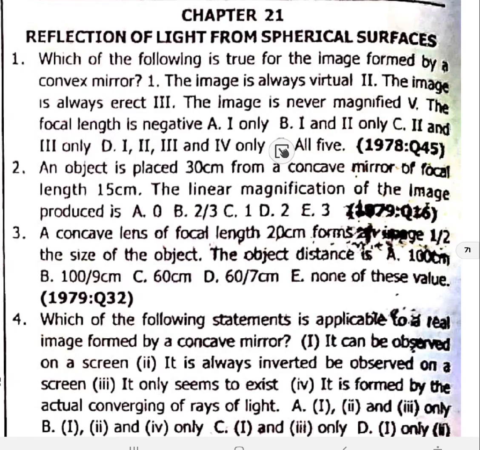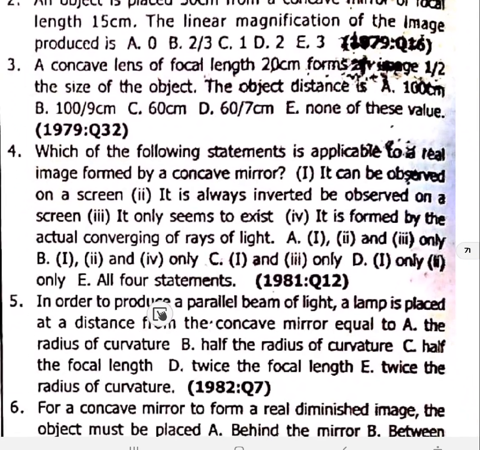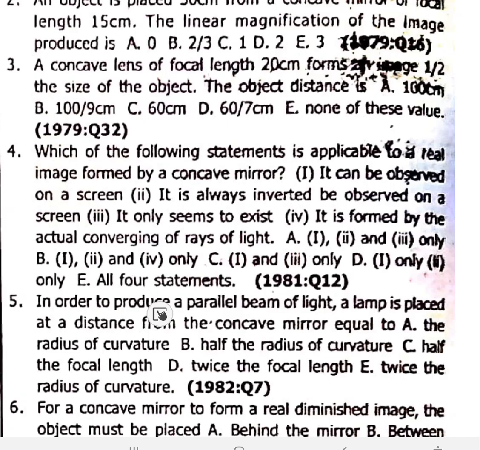Option E, all five. For a convex mirror, write this one: always virtual, erect, and diminished or never magnified, and focal length is negative. Image distance is also negative, while the object distance is positive. So number one is option E. Number two has to do with calculation. Number three, please note the calculation series is done separately, so we could interact much more on that.